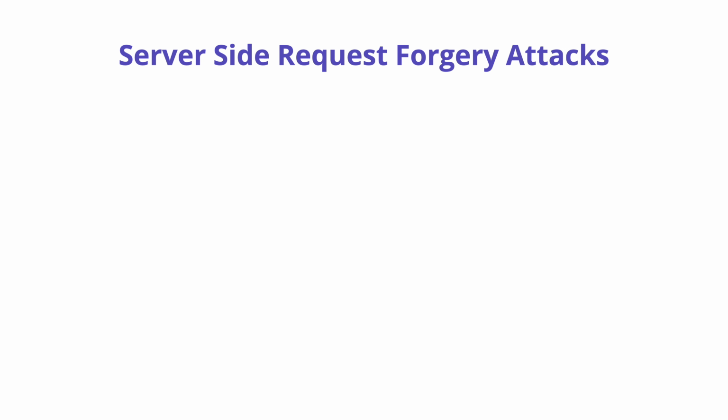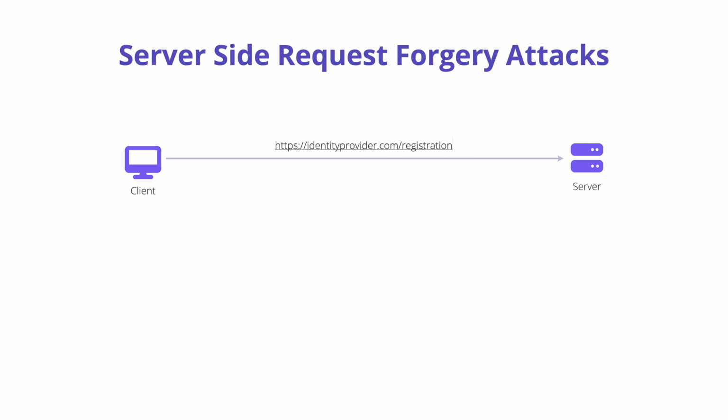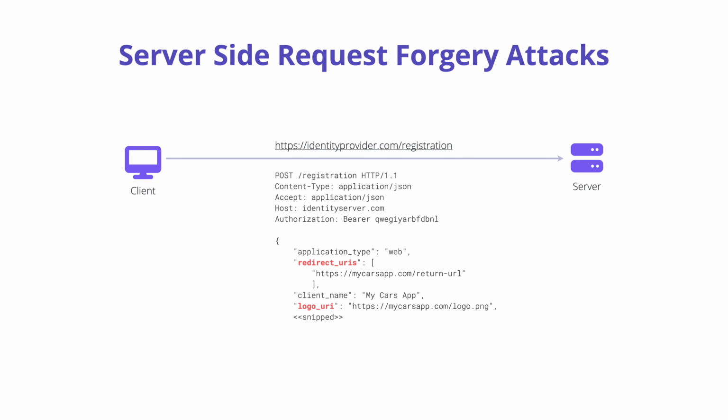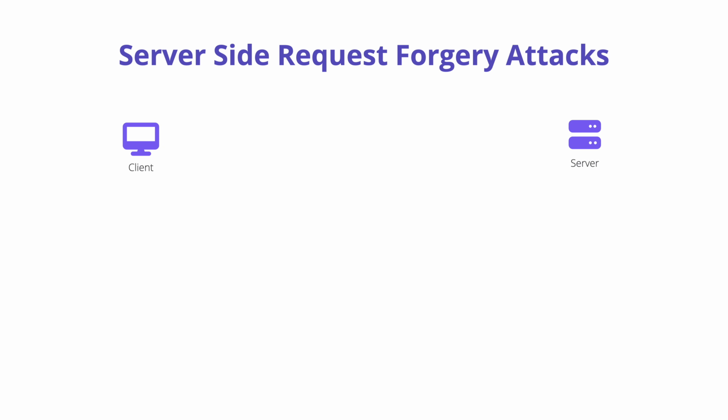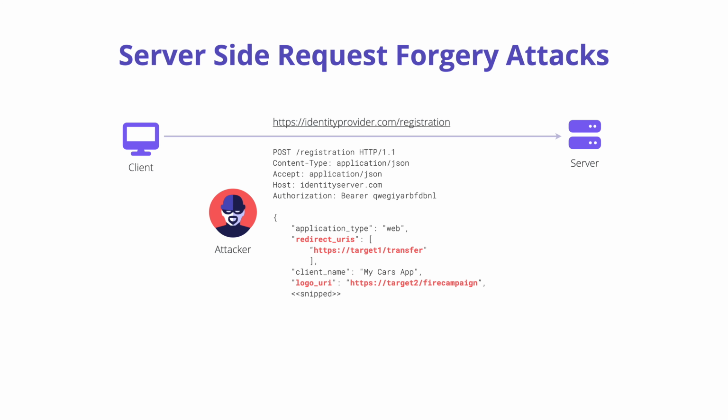During the process of registering an app, the identity provider particularly takes in many parameters about the app itself. Some of these parameters are vulnerable to server-side request forgery attacks. Logo_URI is a URI that the identity server will use to fetch a logo provided by the client. An attacker can abuse the logo_URI to make a call to a malicious URL through the identity server.